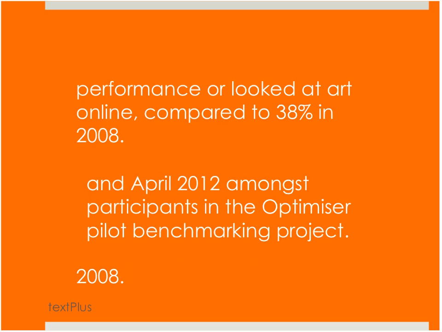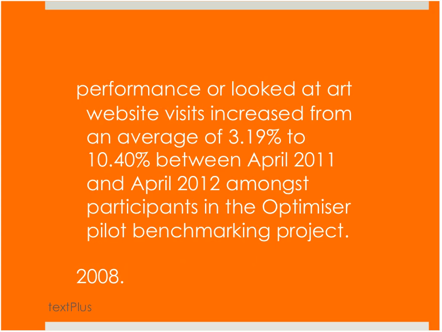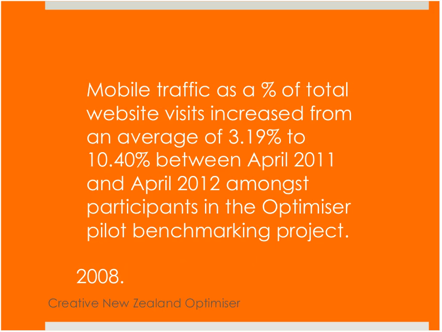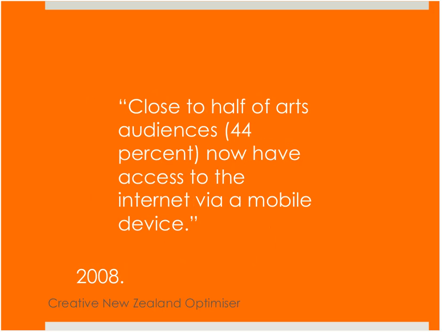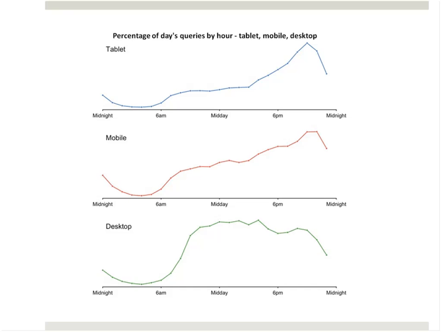As you know, we've been delving into data for the Optimizer benchmarking project, and some of the first data we've gone into is mobile. It's really interesting to see that the percentage of website visits from a mobile device has increased on average from 3.19% in April 2011 to 10.40% in April 2012. So you can see the jump amongst our own sector in the number of mobile devices being used to access websites. And the recent Australia Council for the Arts research has also confirmed how many arts audiences have access to the internet via mobile.